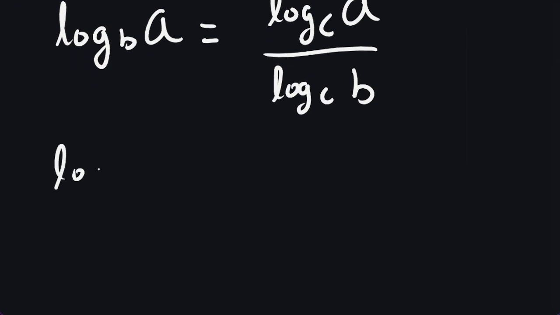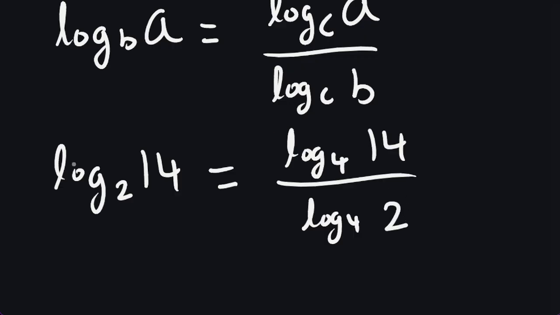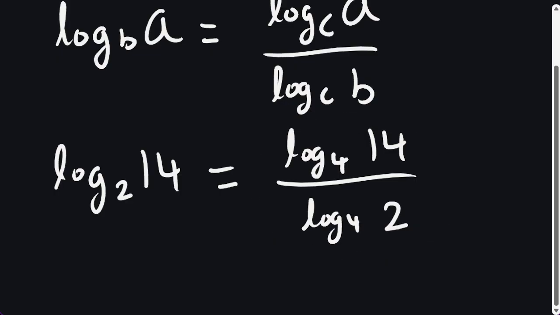Let's say we had a logarithm log base 2 of 14. So log base 2 of 14, we could evaluate it in our calculator, or we could also go ahead and rewrite it as log base, let's pick a number greater than 1, let's pick 4. So log base 4 of 14 over log base 4 of 2. So if you had a calculator and you evaluated log base 2 of 14, it's the same as evaluating this one on the right-hand side, log base 4 of 14 divided by log base 4 of 2.